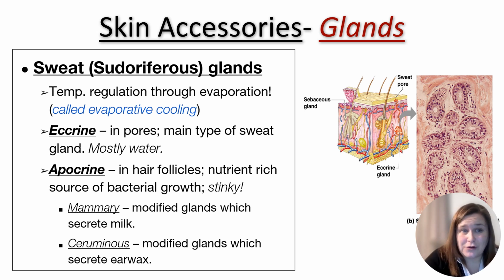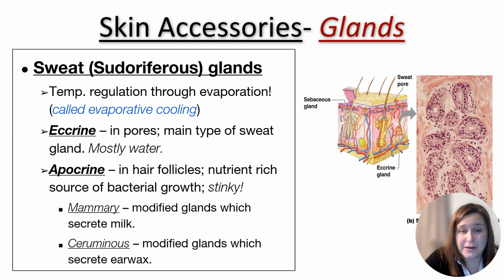We are also going to have sweat glands, or sudoriferous glands. These are primarily involved in temperature regulation through evaporation. We call this evaporative cooling. We will have eccrine glands. These are going to be in pores. These are the main type of sweat gland, and these are going to produce mostly water. We also can have apocrine glands. These are going to be in hair follicles. These produce a kind of nutrient-rich source of bacterial growth. So these are going to be stinky. These are going to be like your glands that cause BO.